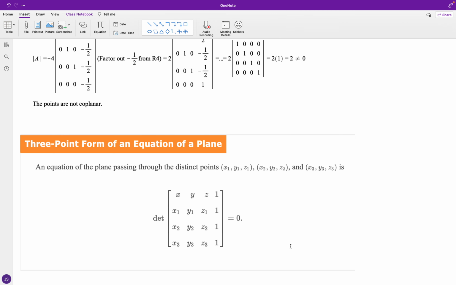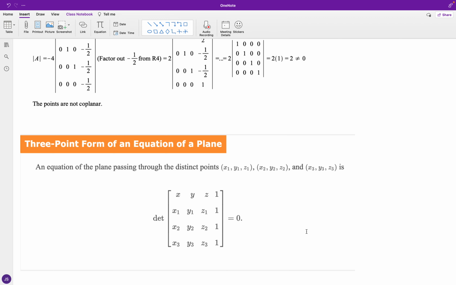All right, now in looking at the equation of a plane, if you're taking Calculus 3 or have taken Calculus 3, you've looked at some methodology for determining the equation of a plane, especially if you have a plane going through 3 distinct points. We have an equation of the plane that passes through distinct points, where we have the first, second, and third sets of x, y, and z values. And the determinant that you attain is going to be set equal to 0.